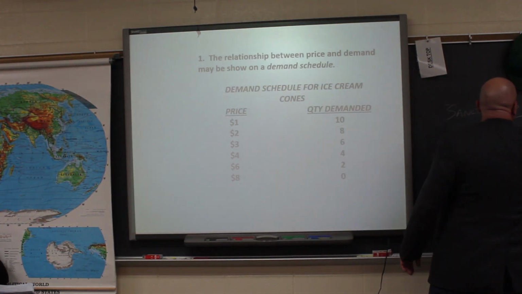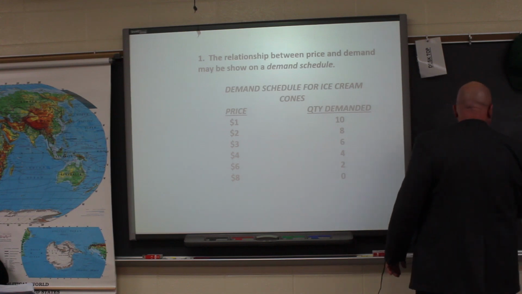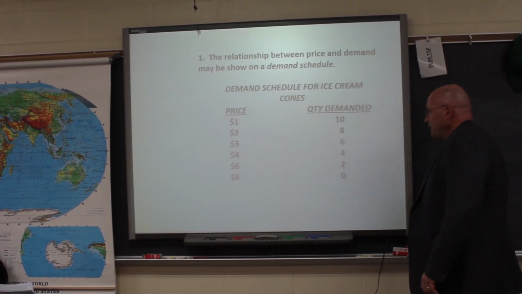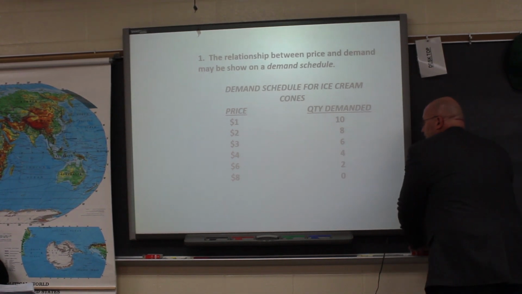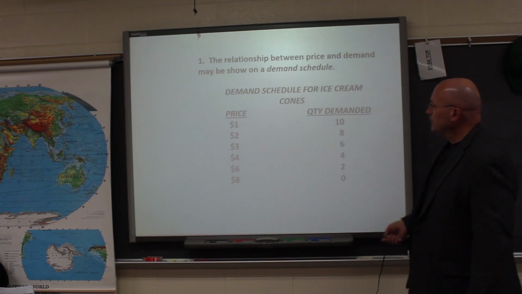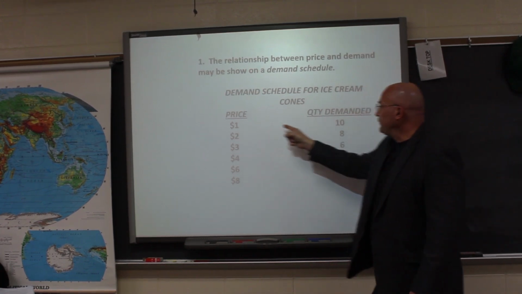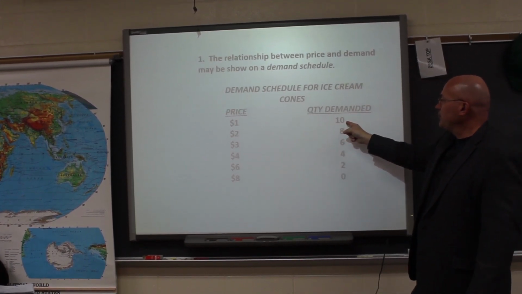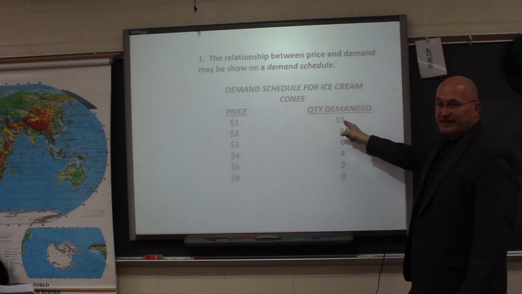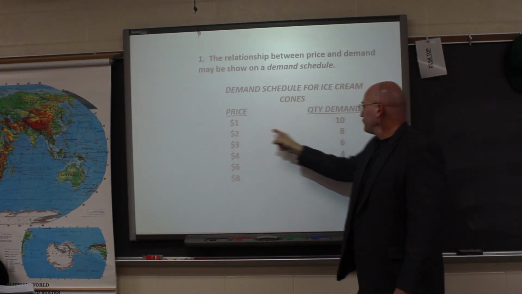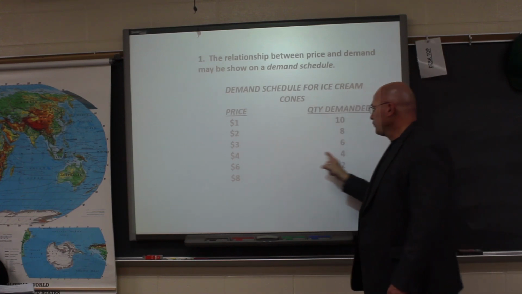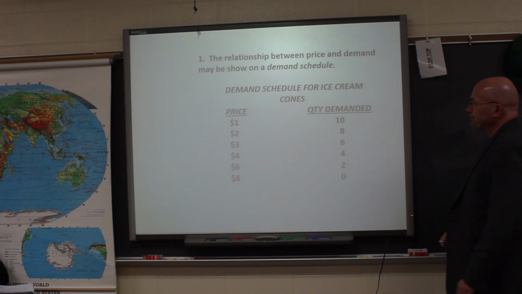Now, we can illustrate demand graphically. We can do a couple things here. We can look at a demand schedule. A demand schedule shows me the price and the quantity demanded at that price. So at $1, quantity demanded will be 10. At $2, 8. At $3, 6. At $4, 4, etc., etc.